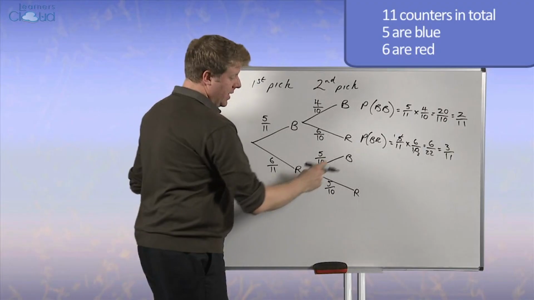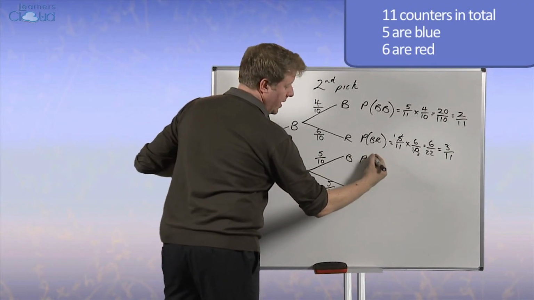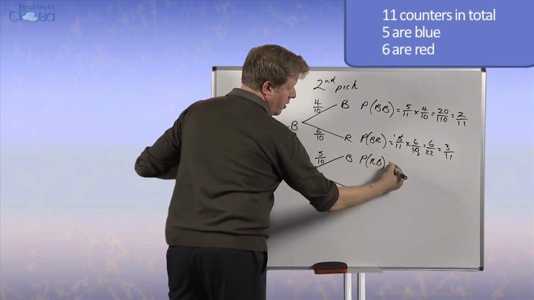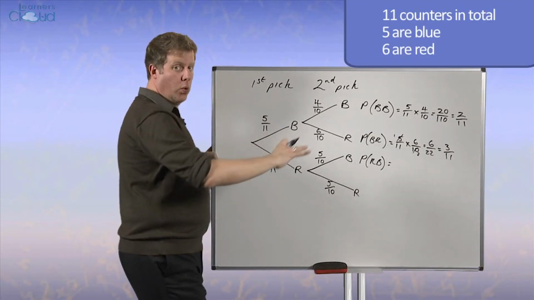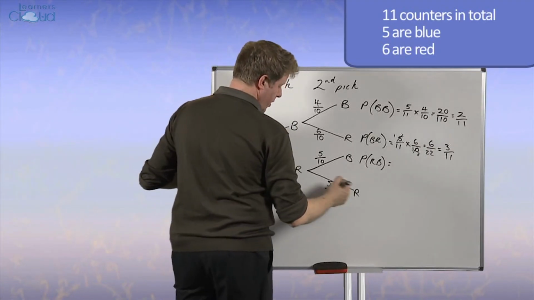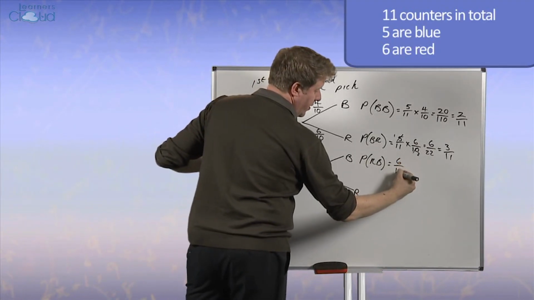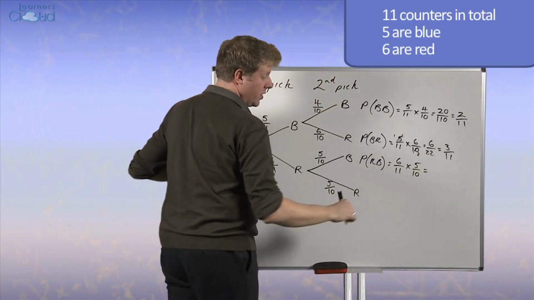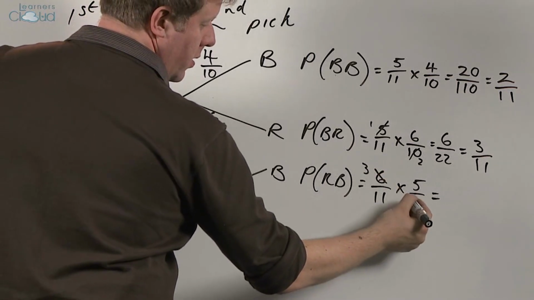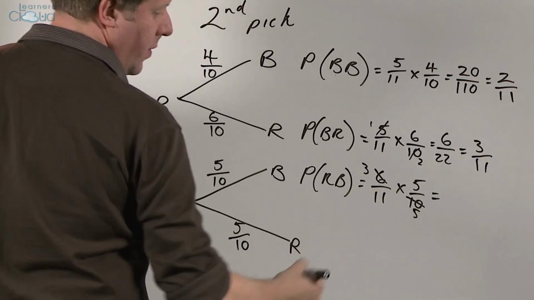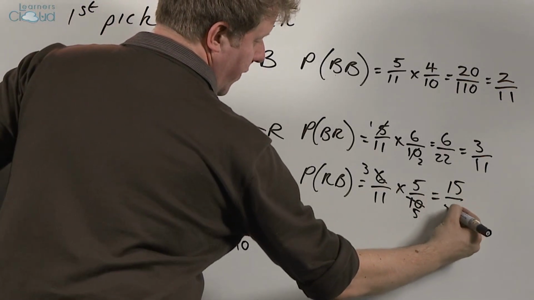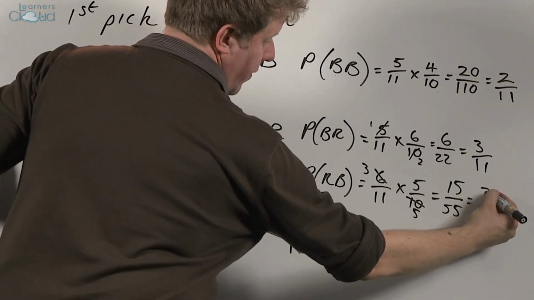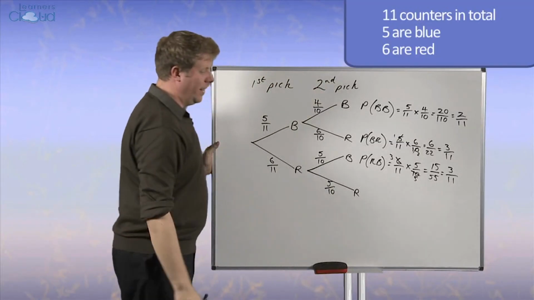Probability of getting red and then blue. So we'd say that's the probability of RB. Remember how important it is to keep this order in which the events are happening. So that would be 6 over 11 multiplied by 5 over 10. We could cross cancel again to give us 3 and 5 there, which would leave us with 15 over 55, which simplifies to 3 over 11.